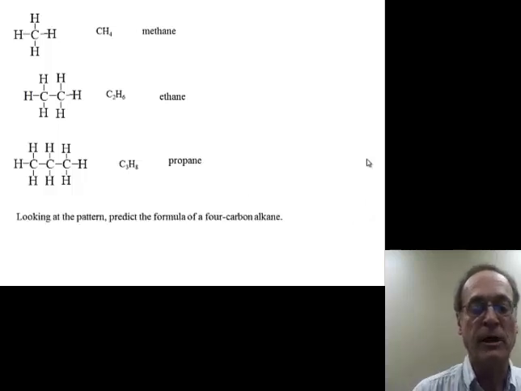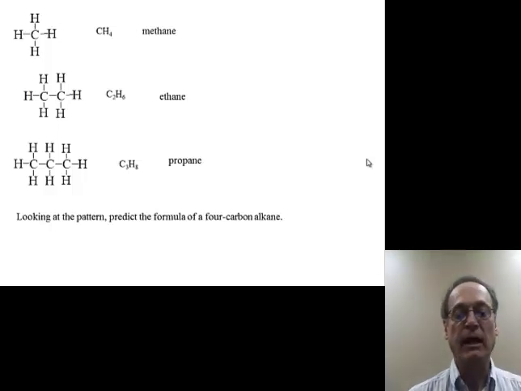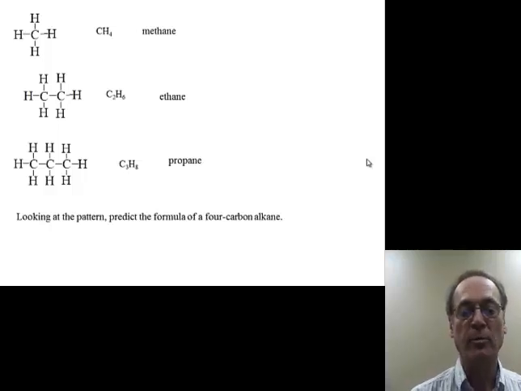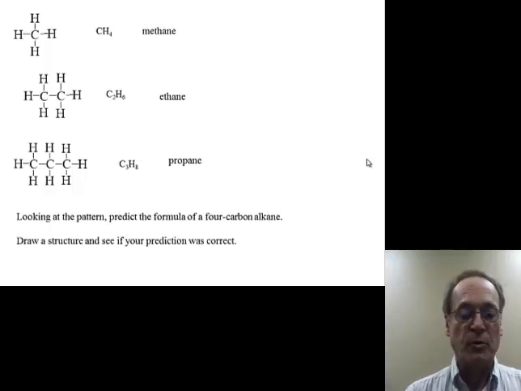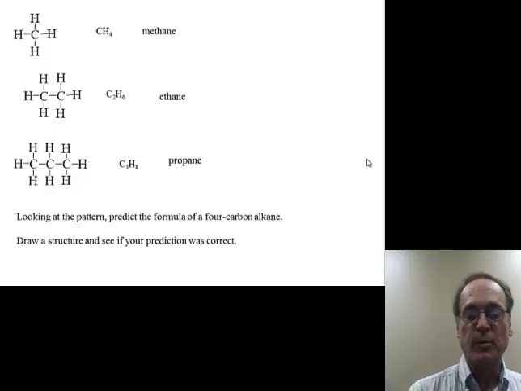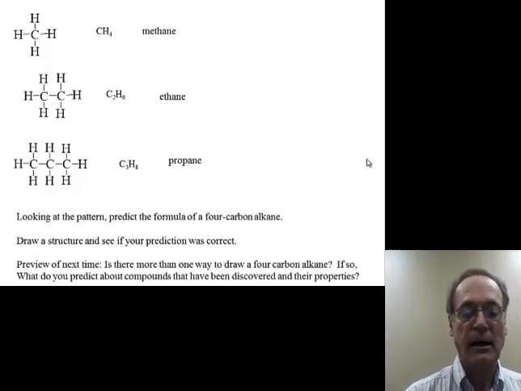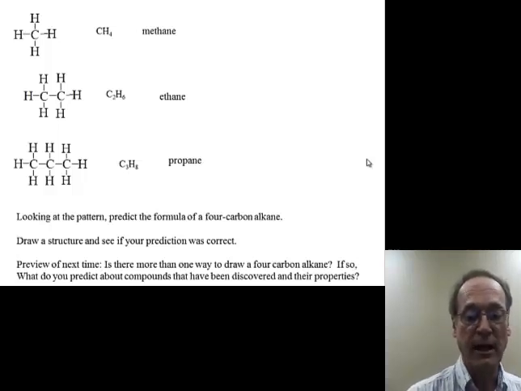Now, looking at the pattern, can you predict the formula of a 4-carbon alkane? Notice 1 carbon, 4 hydrogens, 2 carbons, 6 hydrogens, 3 carbons, 8 hydrogens. What about 4 carbons? Once you predict the formula, draw a structure and see if your prediction was correct. You can do it as we've been showing you so far for the first 3 alkanes.